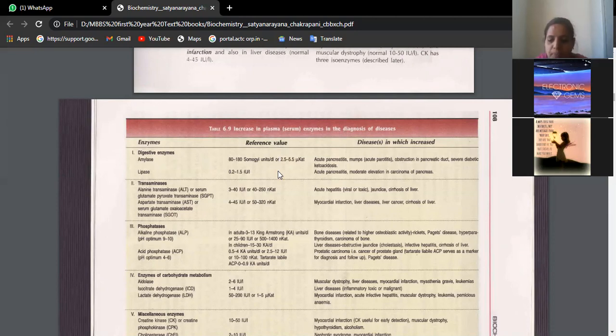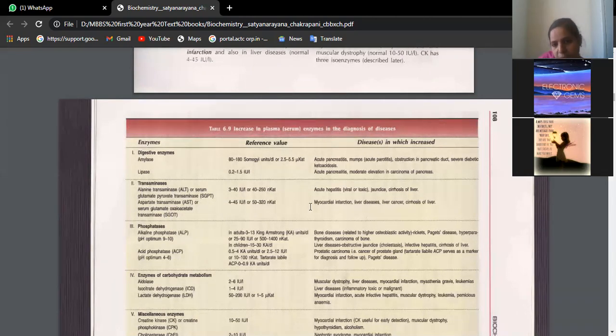SGOT, SGPT, alkaline phosphatase, lactate dehydrogenase. Alanine transaminase and aspartate transaminase are the new names of SGOT and SGPT. That is serum glutamate transaminase, alanine transaminase, also called SGPT.